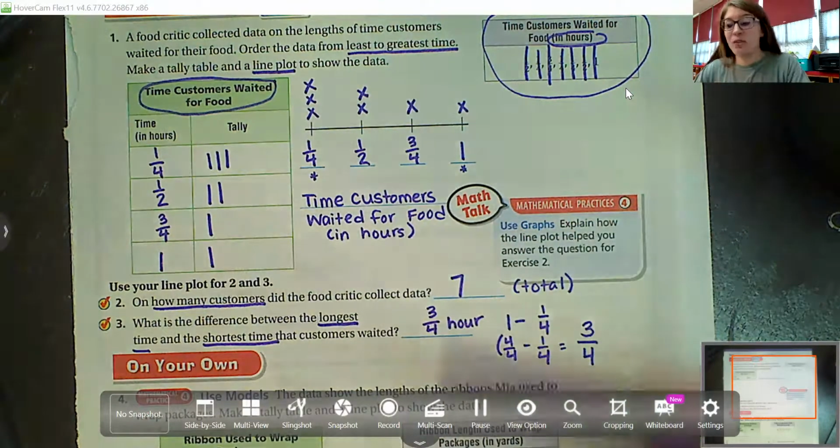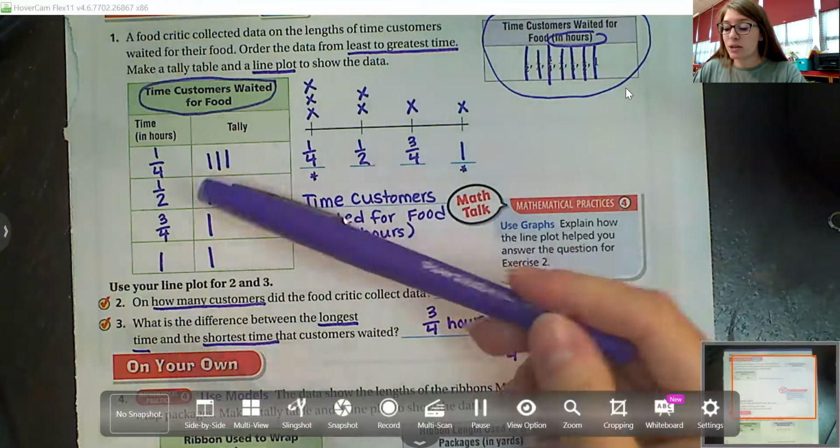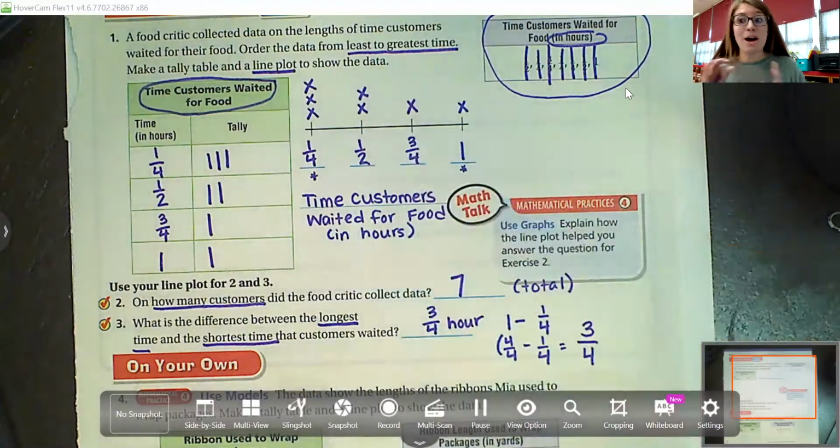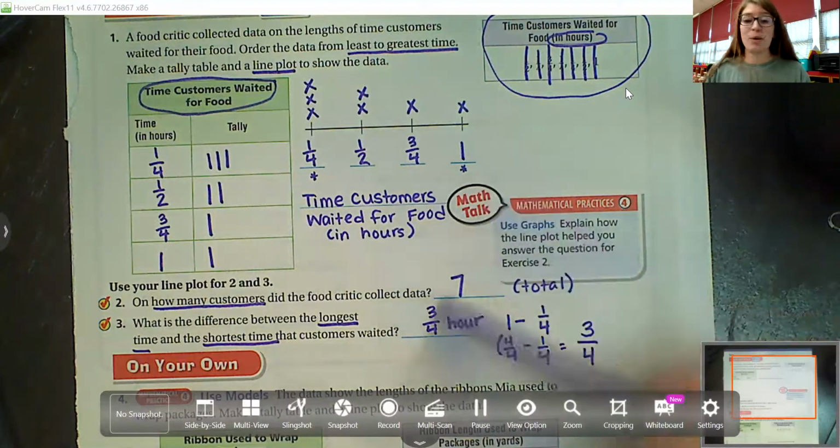All righty, boys and girls, that is it. That is how you take information that is given to you in an unorganized table like this, and you turn it into a tally chart and a line plot that are much more organized and much easier to understand the data that is displayed, even so much so that we can answer questions about it. All righty, that is it.